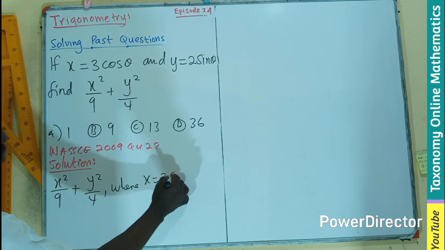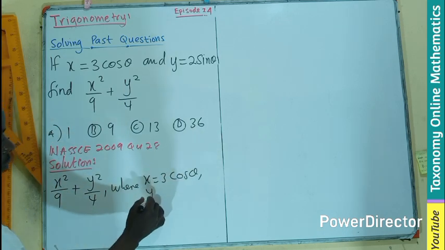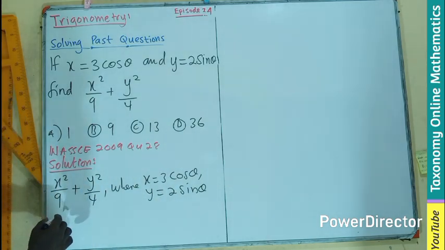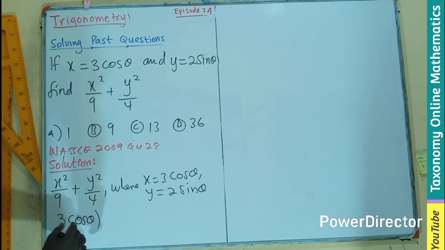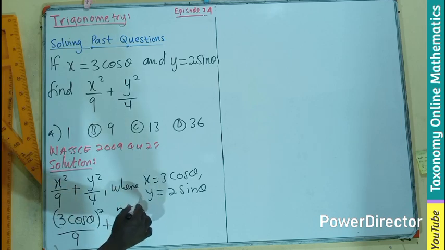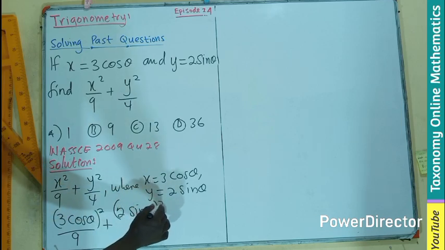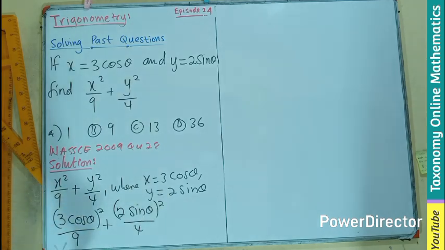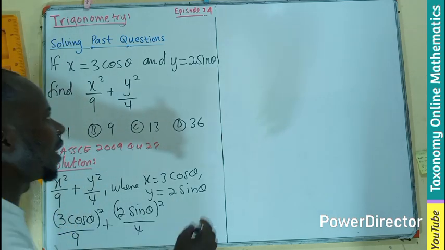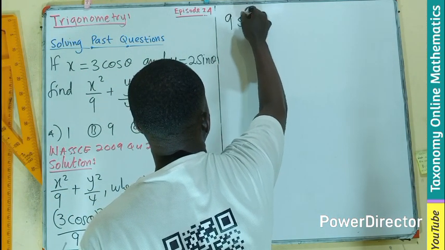So here, if I have x squared on 9, y squared on 4, where x is 3 cos theta and y is 2 sin theta, we substitute, meaning I should be having 3 cos theta all squared divided by 9, then plus 2 sin theta all squared divided by 4. We know this is a product, 3 and this. So 2, the square affects the 3 and affects the cos. That will give you 3 squared, 9.